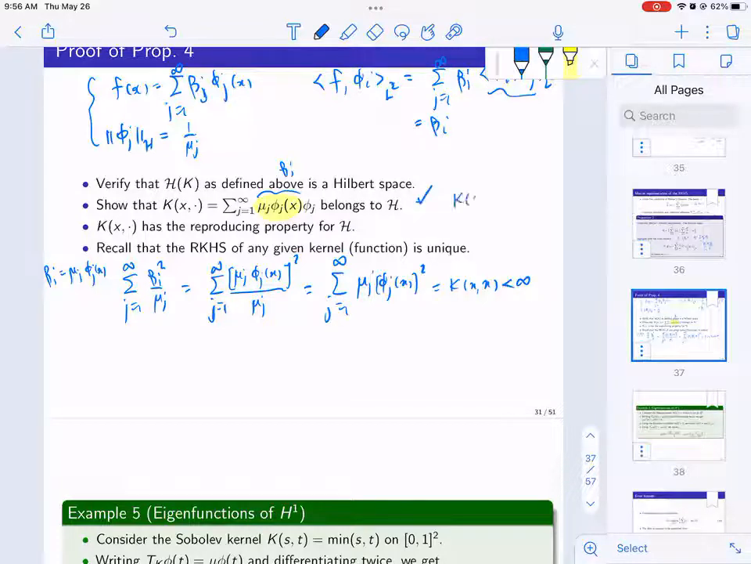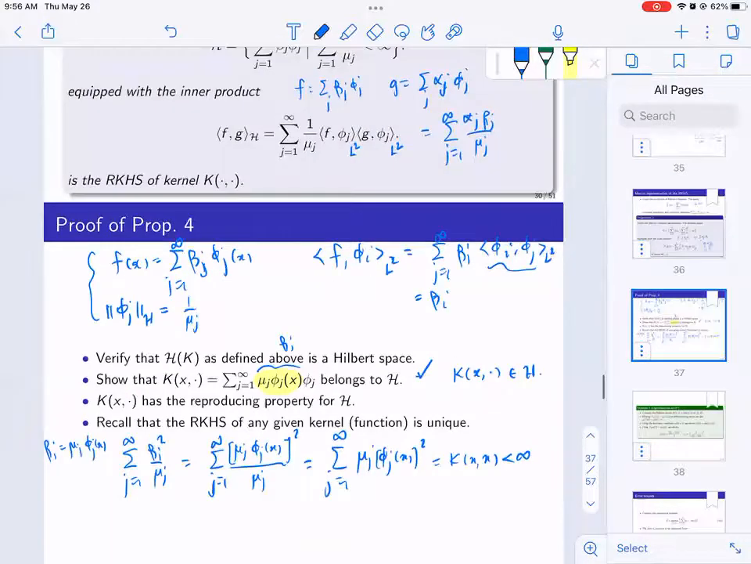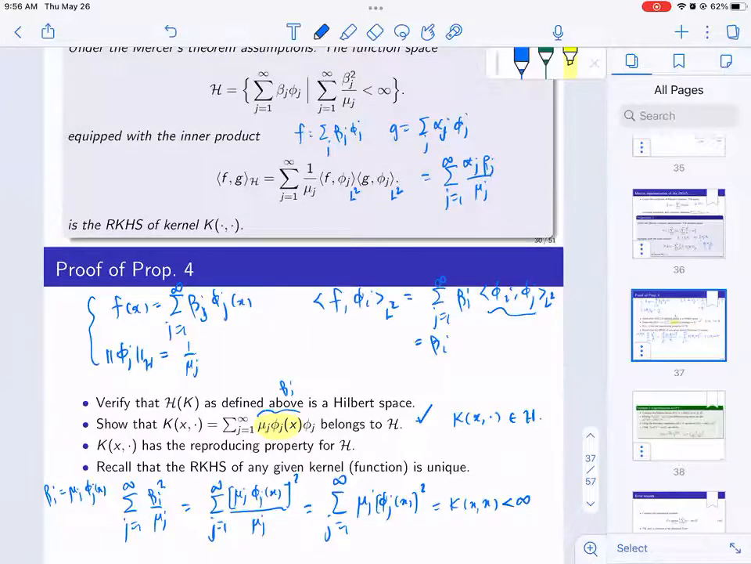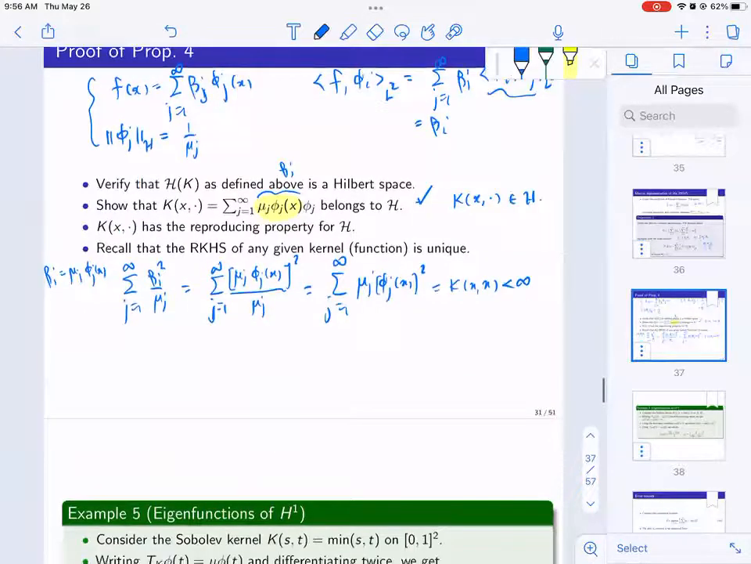Okay, so kx belongs to this RKHS, the Hilbert space that we defined. The next thing is to show that this has the reproducing property. I want to show that because this is in there, this inner product with some f in the Hilbert norm would reproduce f.